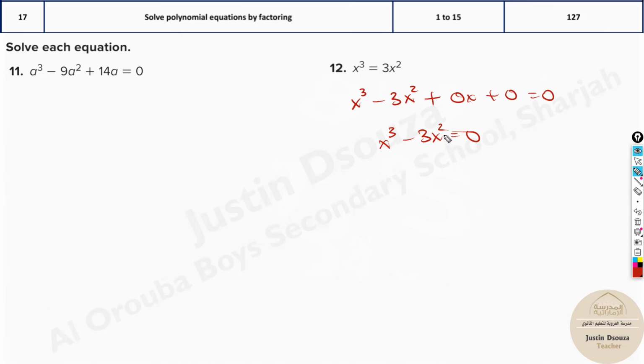But for such problems, take the highest common factor out. What is common here? x squared. So if I remove x squared out, what's the remaining? It's x minus 3 is equal to 0. Now looking at this, I can tell we got x is equal to 3. Yes. Why? Because we have to equate this. x squared is equal to 0 and x minus 3 is equal to 0, right?